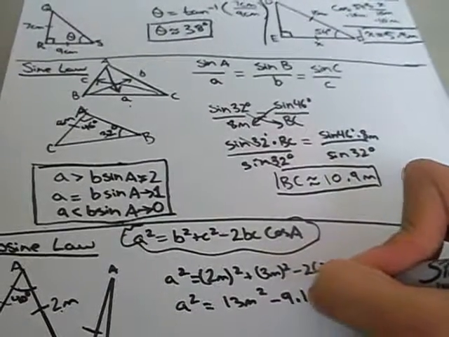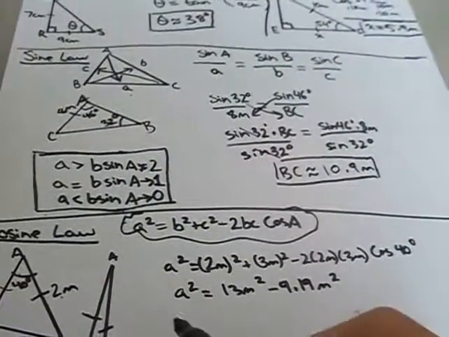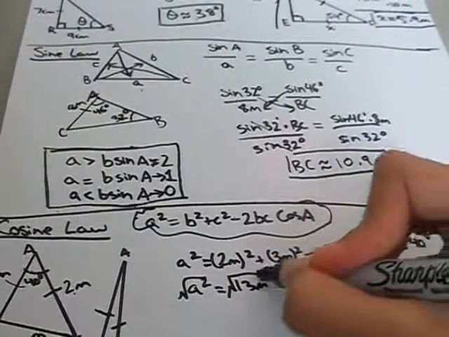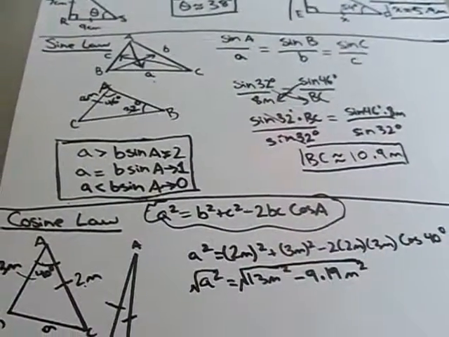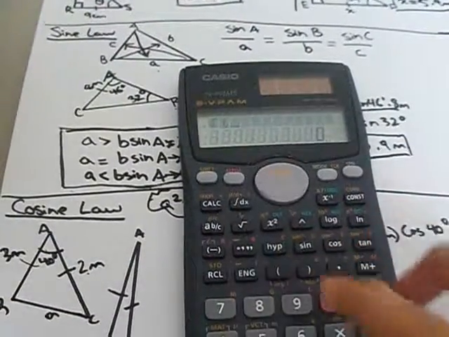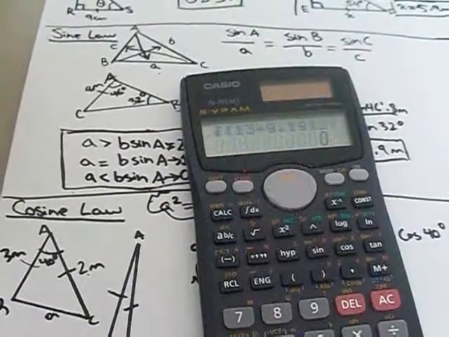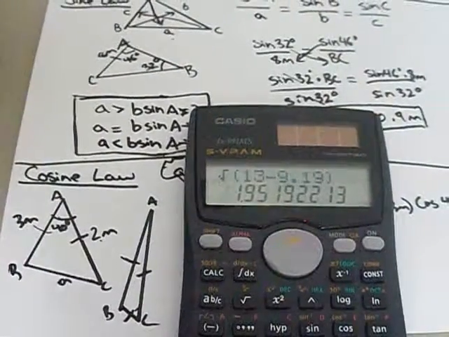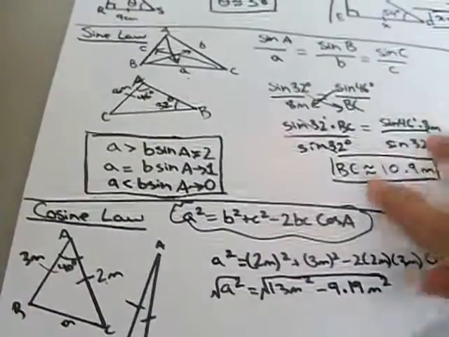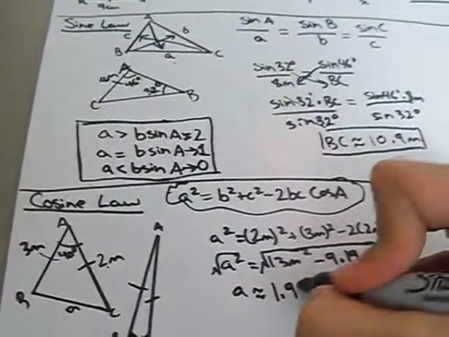minus 9.19 meters squared. Now to find the value of A only, I'm going to square root both sides. Plug it into my calculator. So the square root of 13 minus 9.19 is approximately 1.95. So A is equal to approximately 1.95.